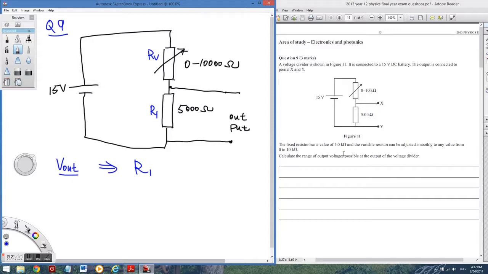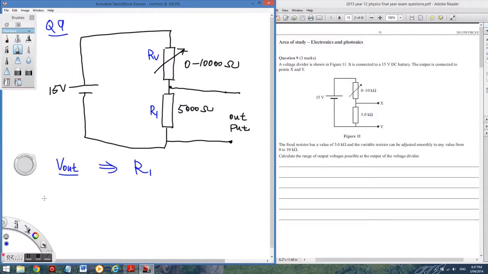So we need to find the possible range. Say if the variable resistor has a value of 0, and the idea is if the resistance of the variable resistor changes, okay, the voltage across R1 would change, thus the output would change. If we want the range, so I'm looking for a maximum and a minimum.